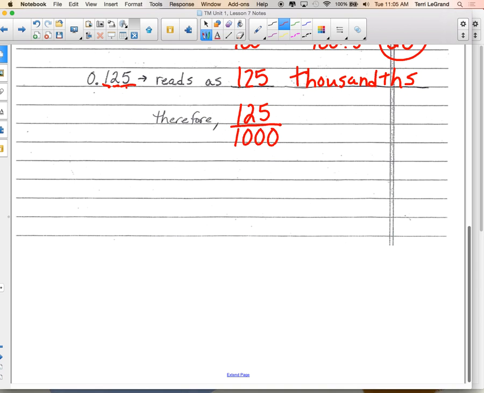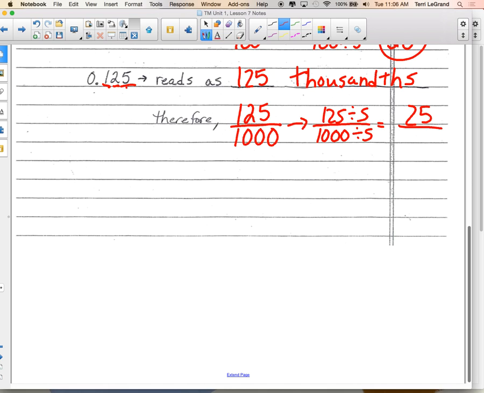Do you think that can be simplified? Yeah, they end in 5 and 0. What are they both divisible by for sure? By 5. So 125 divided by 5, 1,000 divided by 5. Anybody know how many 5s are in 125? No, that's too many. 25.